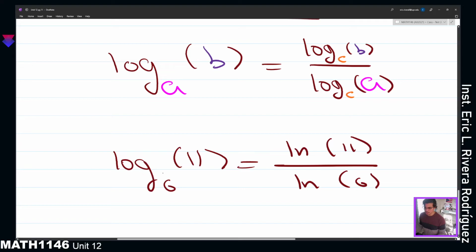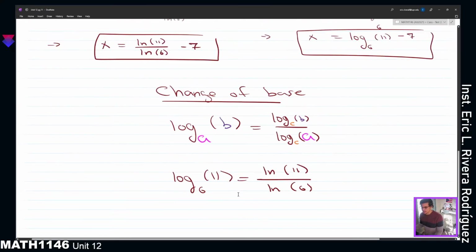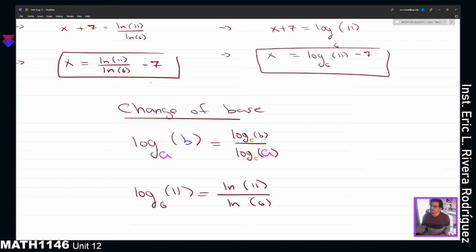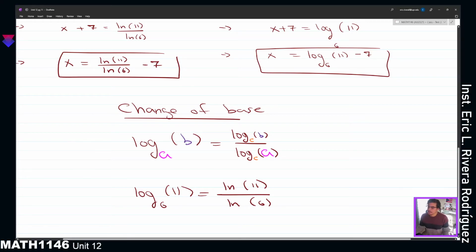For example, here log base 6 of 11 is the same as natural log of 11 divided by natural log of 6. So there you have it. Those are the two methods, or three if you count this as two, because ln or log is the same algebraically. So this is how you want to solve these exercises.